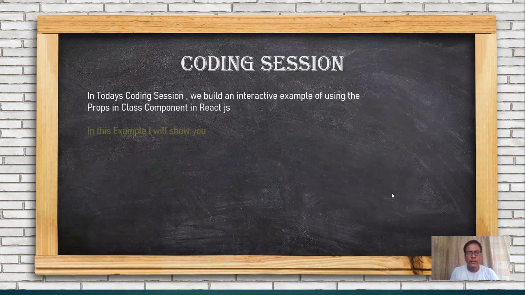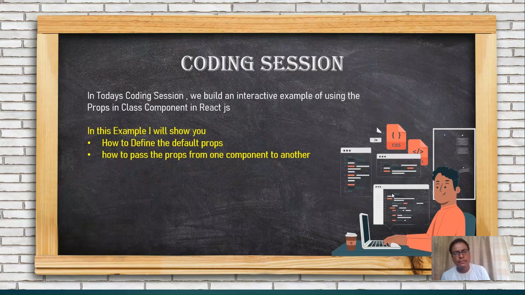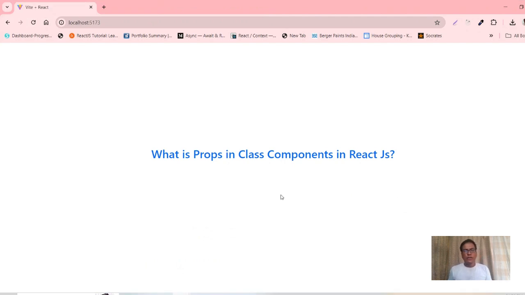Now we can move on to our new thing. Now here you can see that we have come to our coding session. In this, we can build an interactive example of using props in class component. In this example, I shall define how we can define the default props in your class component, and we can create a separate component and pass the value from the parent to child through props. So let's move on to our Visual Studio Code so that we can work together to build a class component. Here you can see the default page of my application on which we start building the class component with the props functionality in it.